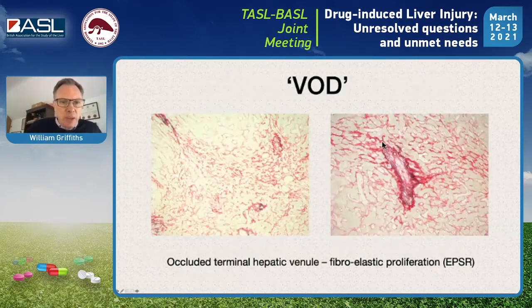When the injury becomes a bit more chronic, we see perhaps what was previously described as veno-occlusive disease. So this is a collagen stain, EPSR, and you can see the collagen fibers, particularly around the zone 3 areas. And then on a higher power, you can see the sclerosis of this hepatic venule with collagen deposition around. So very much an occlusion of the small venule here.